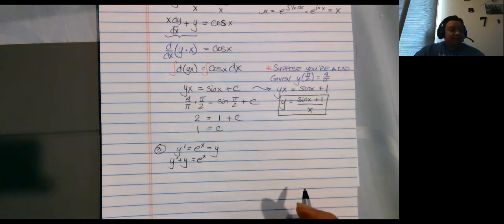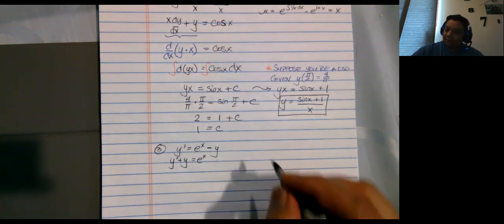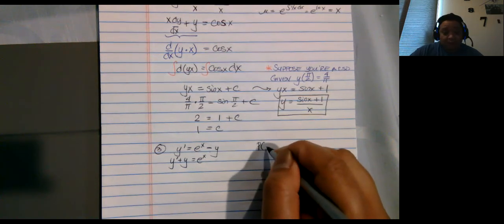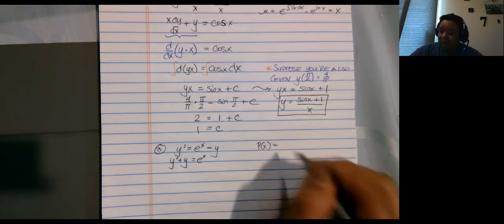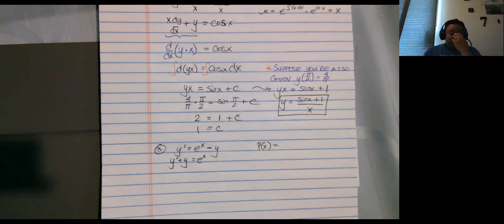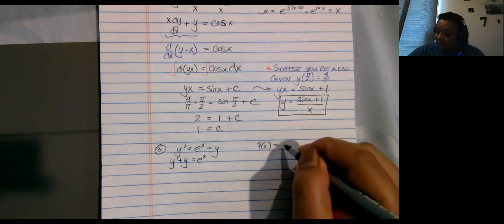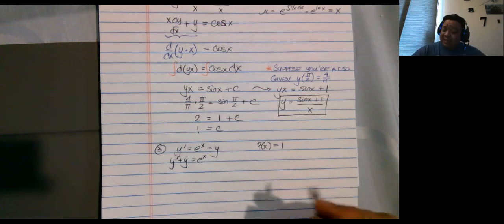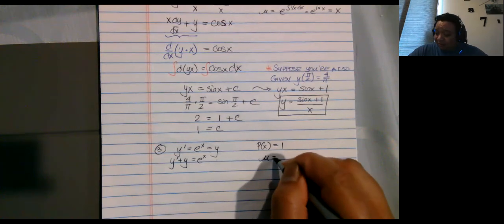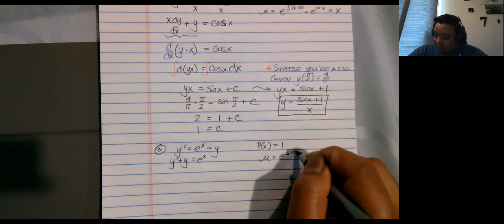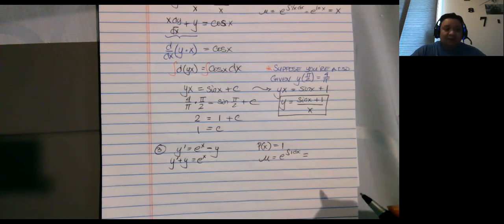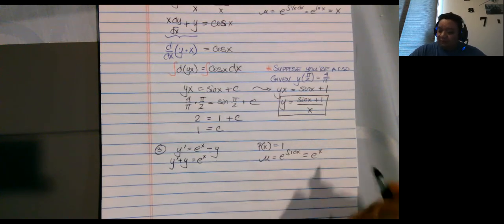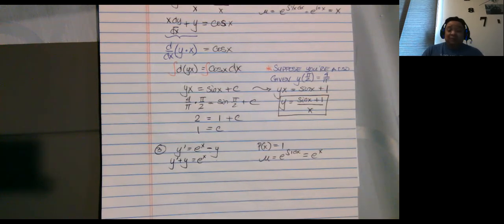All right, so what is P of X on this problem? So you do have to move the Y first. Okay. So what is P of X? It's 1, right? So that's correct. Which means my integrating factor would be what? E to the X. Okay. So that's what you multiply to everything.